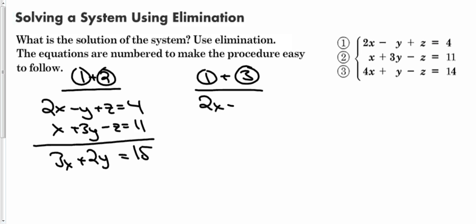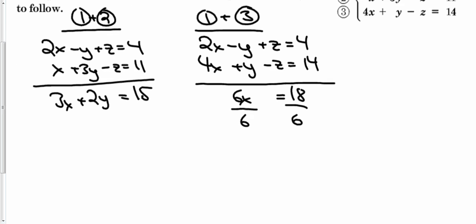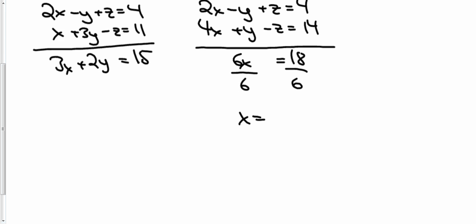So that's 2x minus y plus z is equal to 4. And then equation 3 is 4x plus y minus z is equal to 14. Okay. So now, when I add these 2 equations together, we find that something really nice happens to make this problem a lot easier. 2 and 4 gives me 6x. The y's cancel, the z's cancel, and so it's going to be 6x is equal to 18. Well, x is now by itself, so I can easily solve this for x. So x is going to be equal to 3.